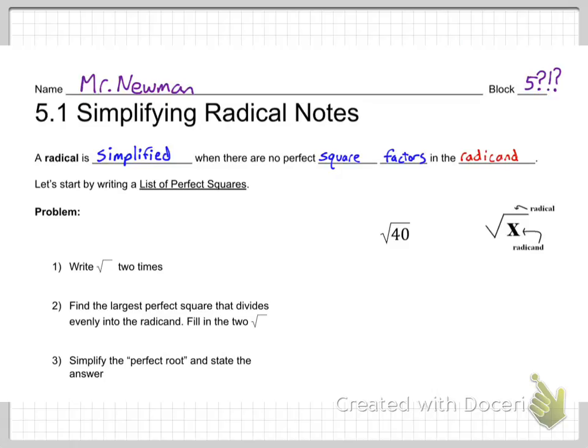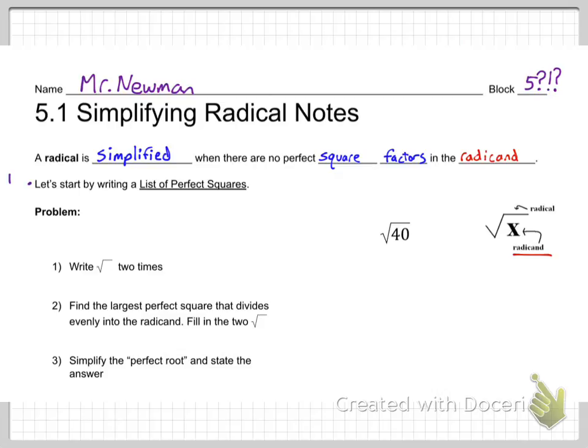What the heck is a radicand? Well, you notice right here that whatever is underneath the square root symbol is the radicand. So as long as there are no perfect square factors there, we're good. Let's start by writing a list of perfect square factors.